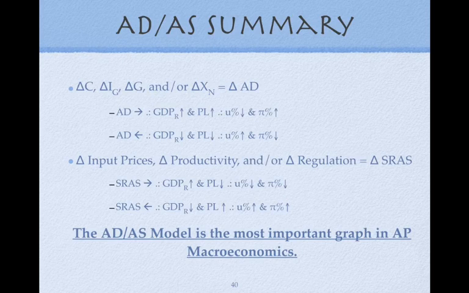Okay, so in summary, we've got a change in consumer spending, investments, government spending, and or net exports will be a change in AD. All right, right below that I've got an example of increases and decreases in AD. A change in input prices, productivity, or regulation will be a change in our short-run aggregate supply. All right, and again, an example of what the statements look like.